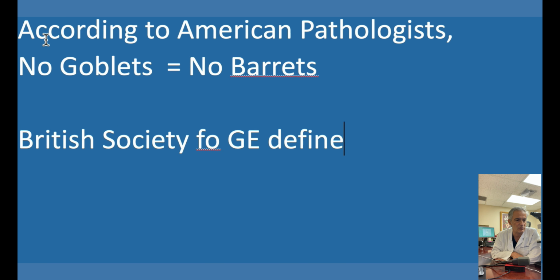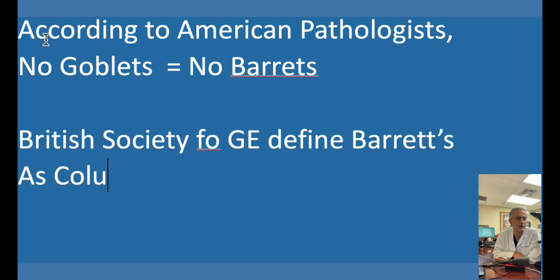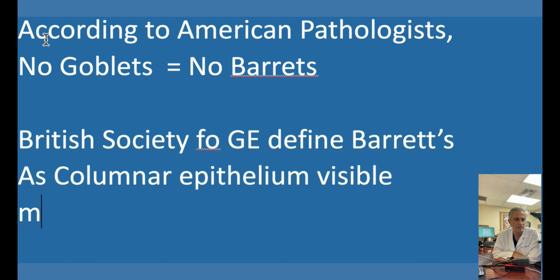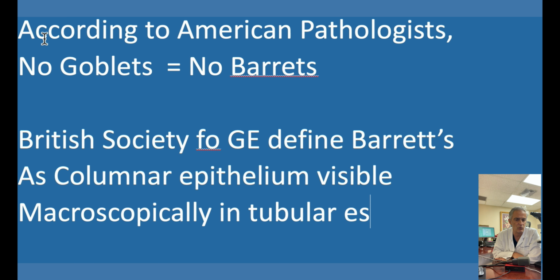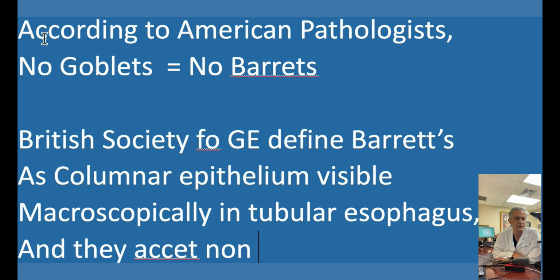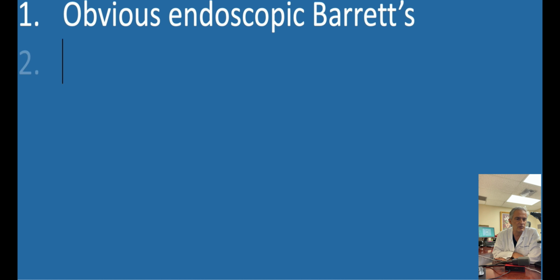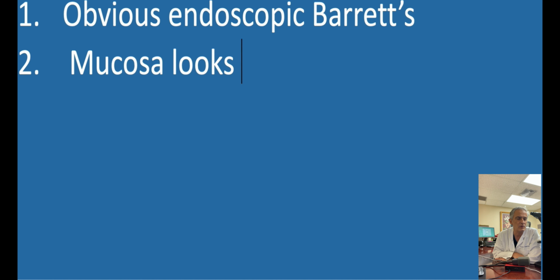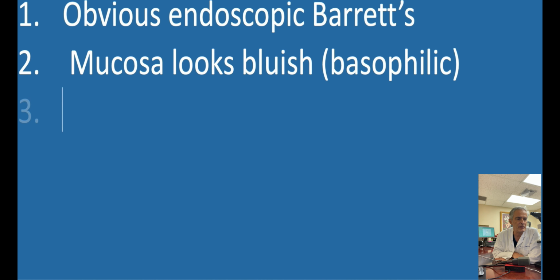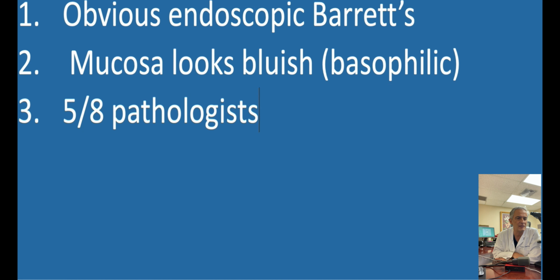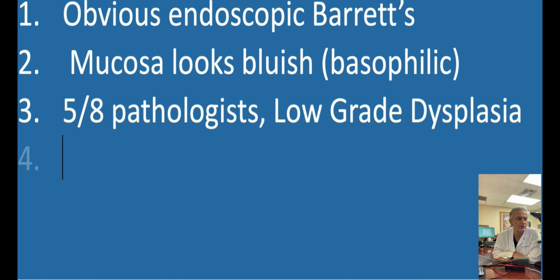The British Society of Gastroenterology defines Barrett's as columnar epithelium visible macroscopically in the tubular esophagus, and they accept the presence of goblet columnar, non-goblet columnar epithelium. So what's my problem here? First, obvious endoscopic Barrett's impression. Second, the mucosa, in my opinion, looks bluish, basophilic, not the usual cardiac mucosa.